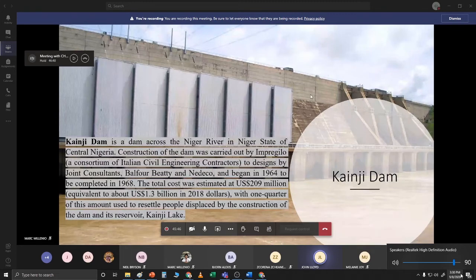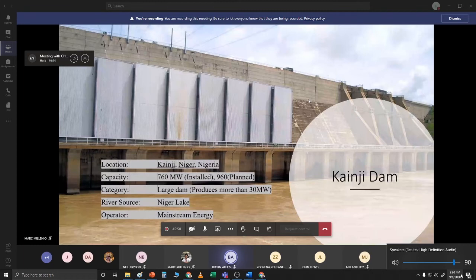Next. So the location is Kainji, Nigeria, and has a capacity of 760 megawatts installed, but the plan was 960 megawatts. It is considered a large dam because it produces more than 30 megawatts, and the river source is the Niger Lake. It is operated by Mainstream Energy.